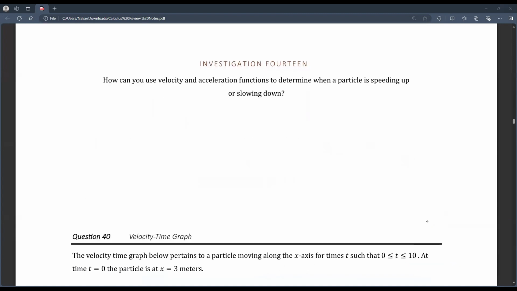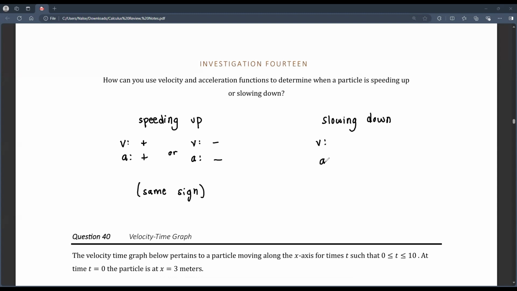Let's talk about how we can figure out when a particle is speeding up or slowing down. The particle is speeding up when its velocity and acceleration share the same sign, either both positive or both negative. And the particle is slowing down when its velocity and acceleration have different signs, where one is positive in value and the other is negative.